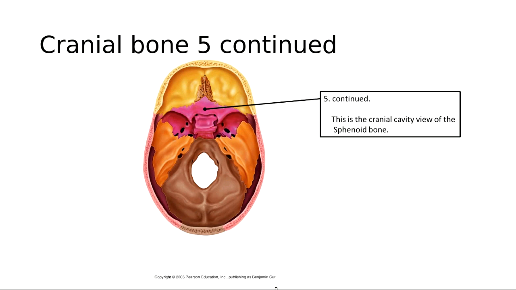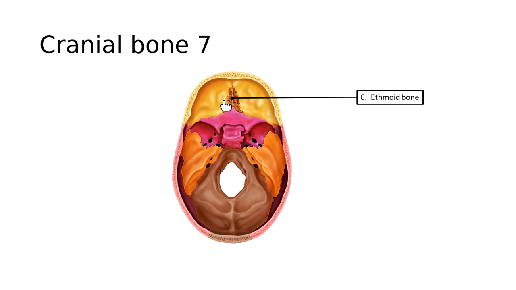And the last one is called the ethmoid bone. This is one of the very front. Looks like a little triangle. It's called the ethmoid. Those cranial bones are the bones that form the brain case. That's why they're called cranial bones.